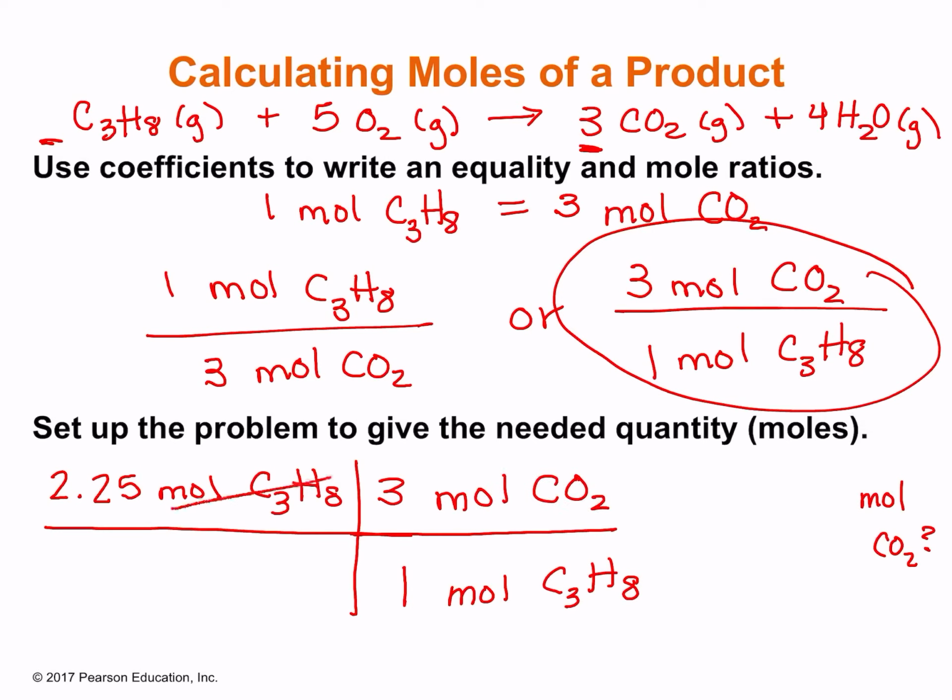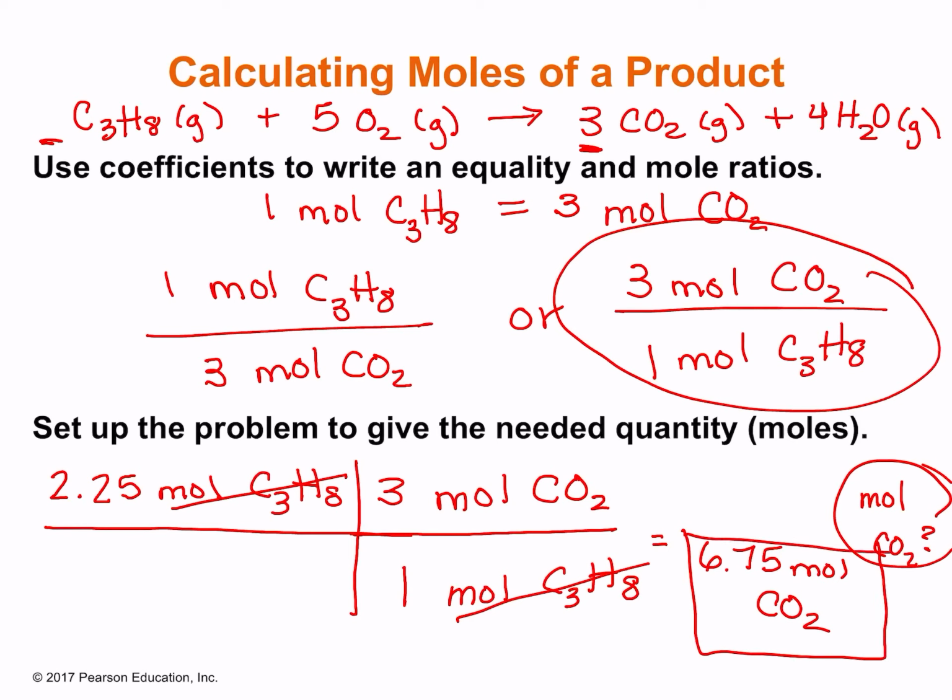Double check. Moles of C3H8 cancels moles of C3H8, and we have moles of CO2 on the top, which is what we were trying to find. So then, once we've got everything set up, we can multiply the numbers on the top, divide by the numbers on the bottom, and we will get our answer, 6.75 moles of carbon dioxide. So this is how you do these mole ratio things. This is where we're stopping essentially for this first part.